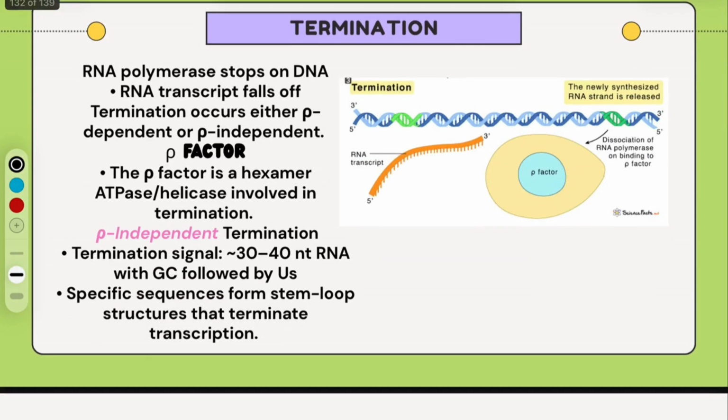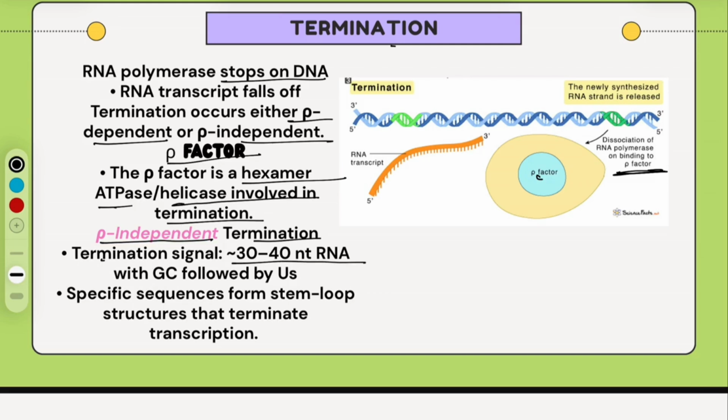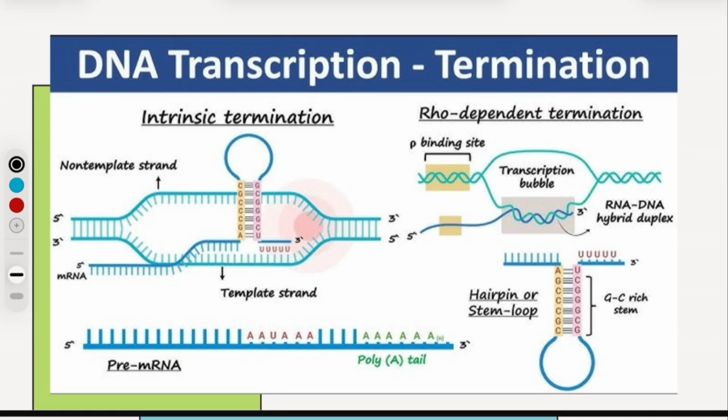Next and last is termination. Here RNA polymerase stops on DNA and the RNA transcript falls off. Termination occurs either Rho-dependent or Rho-independent. If it is Rho-dependent, then the Rho factor is a hexamer helicase which is involved in termination and it requires ATP for its activity. The Rho-independent one involves a signal which is a 30 to 40 nucleotide RNA, followed by a GC sequence and a stem loop structure. Here you can see Rho-independent termination and this one is Rho-dependent termination.